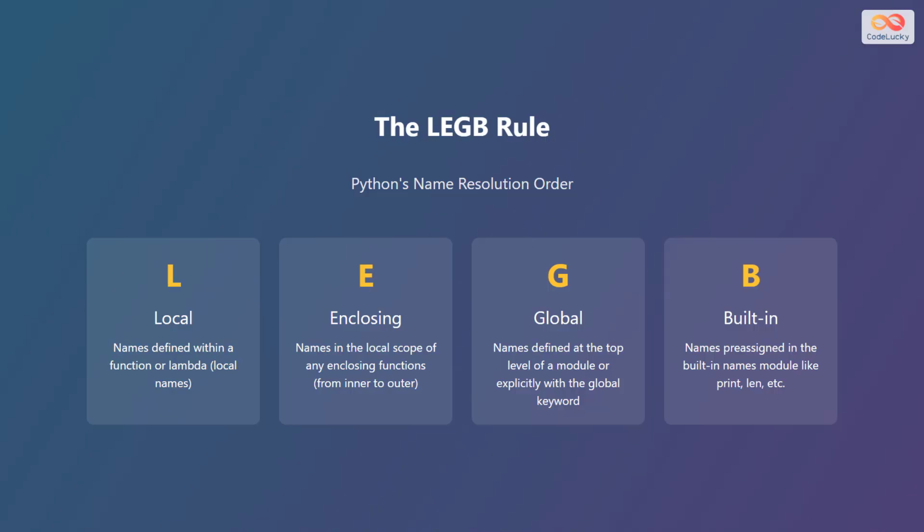Python uses a rule called LEGB to determine the order in which it searches for variable names. LEGB stands for local, enclosing, global, and built-in. Let's break down each part of the LEGB rule.